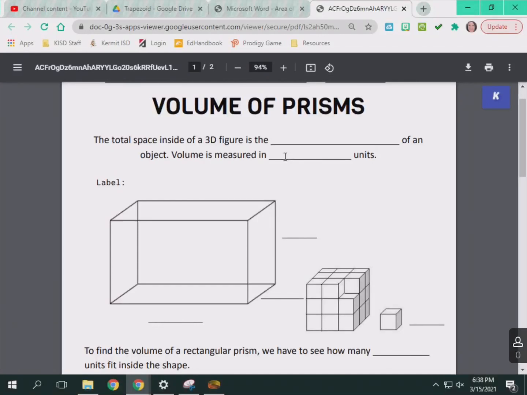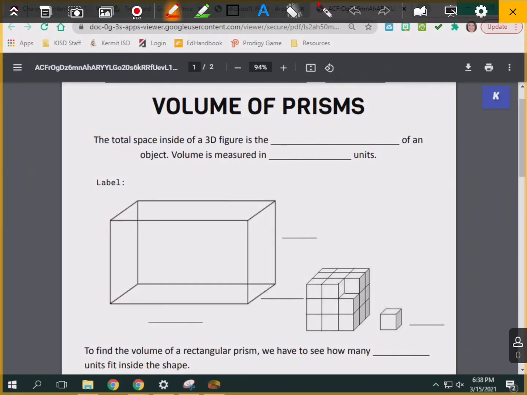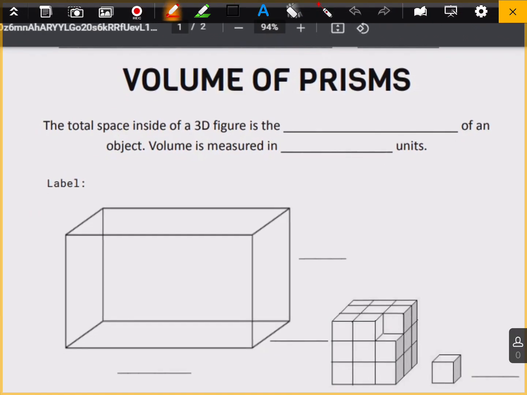All right, let's go ahead and talk about volume of prisms. Volume is where you measure the total space inside of a 3D figure. So that is the volume of something. Volume is measured in cubic units. The reason why is because sometimes they just look like ice cubes.